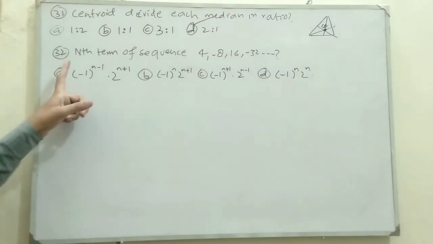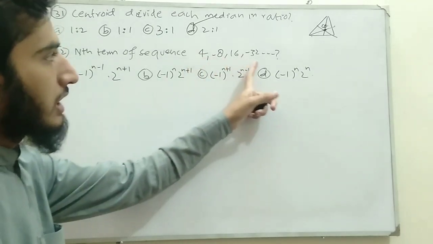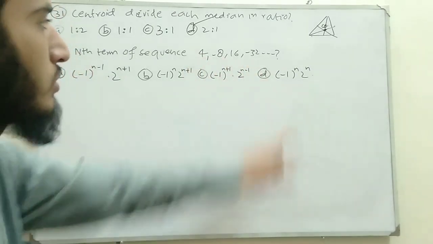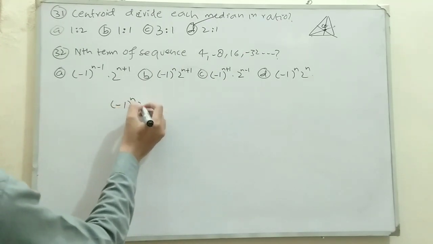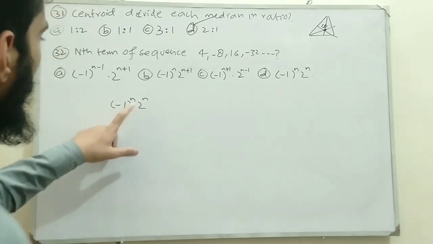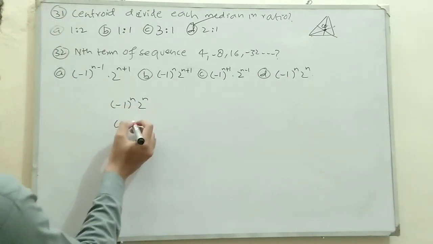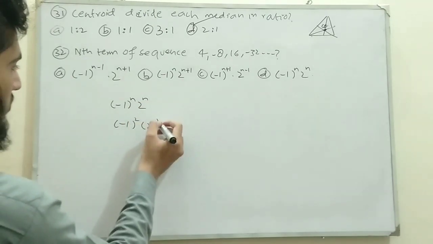After this, MCQ number 32 tells that the nth term of the sequence 4, minus 8, 16, minus 32 will be 4. Options are given. Let's suppose I choose option number D, which is minus 1 power n and 2 power n. Let's suppose I put 2 over here, so it becomes minus 1 power, replace n with 2. So it becomes 2 power n is 2, and here is also 2.